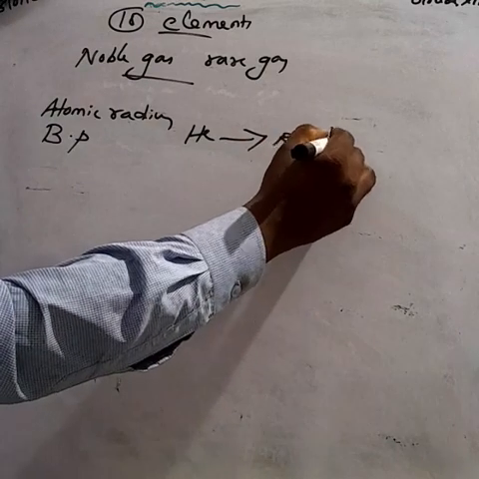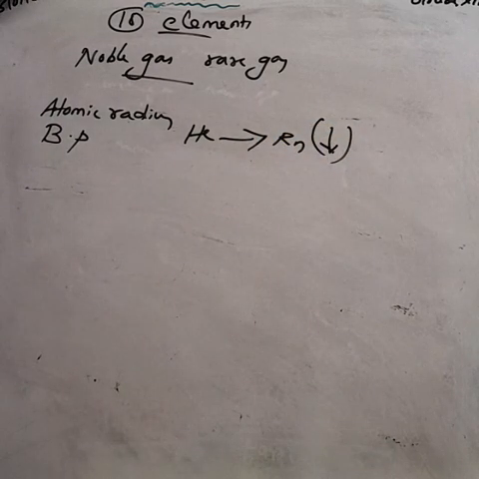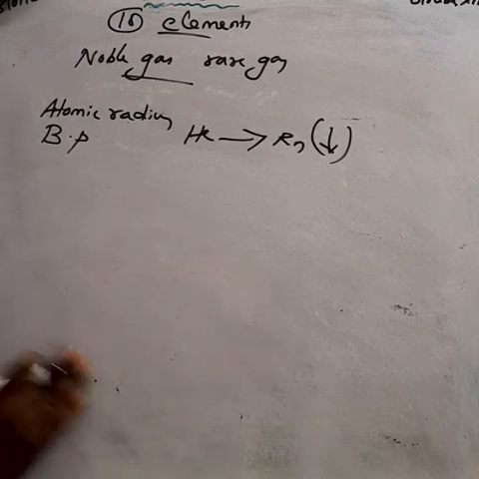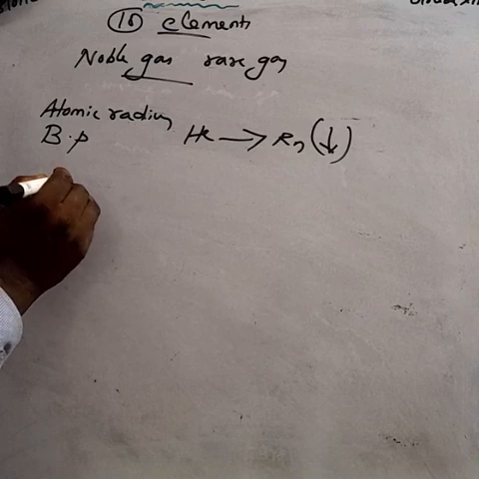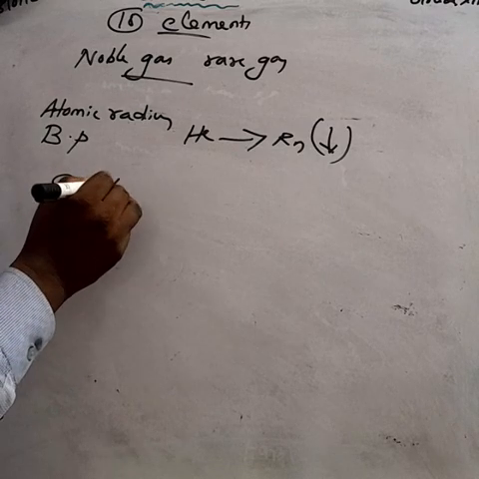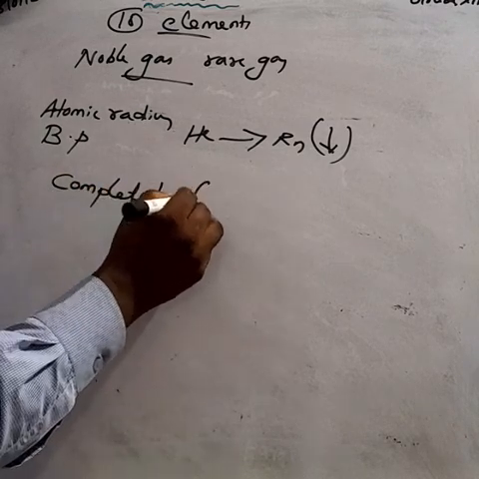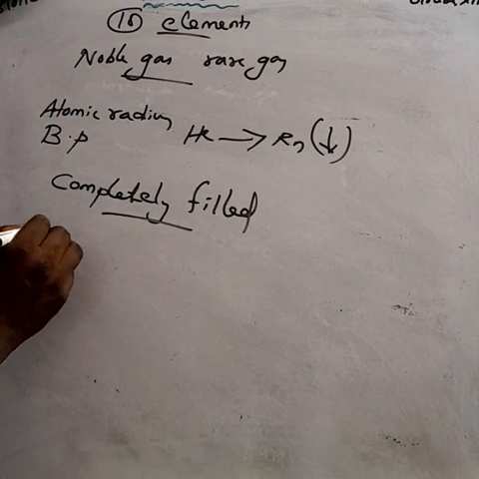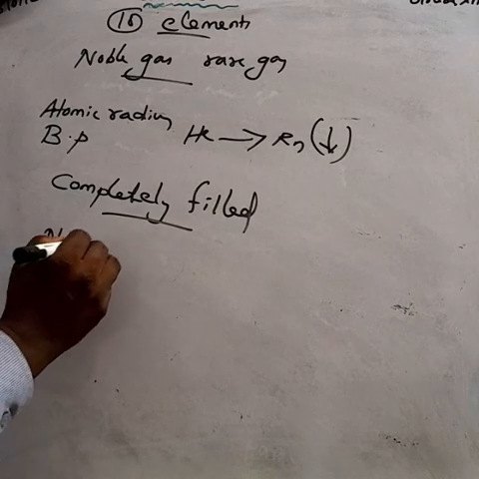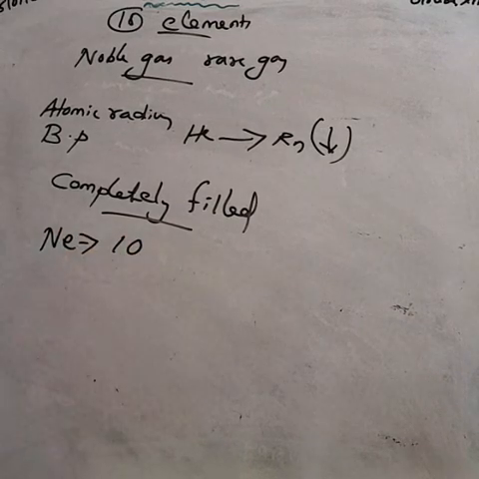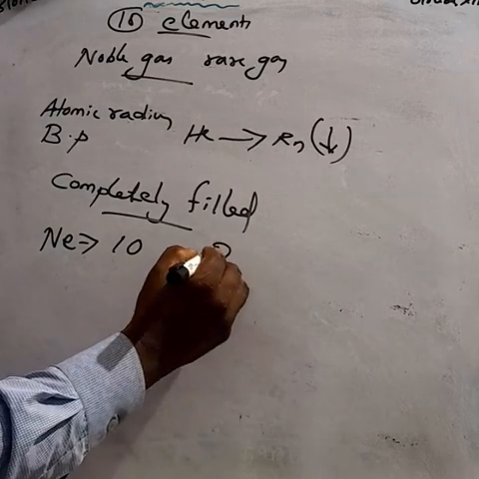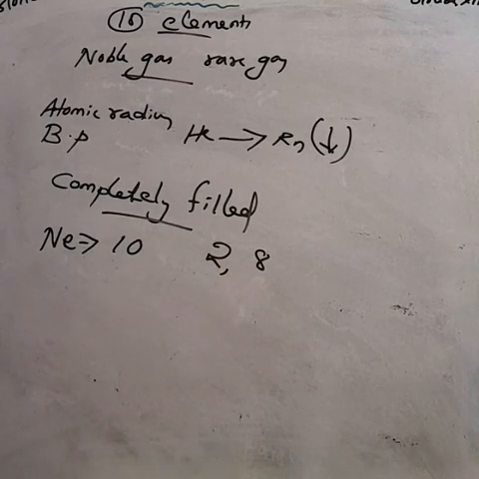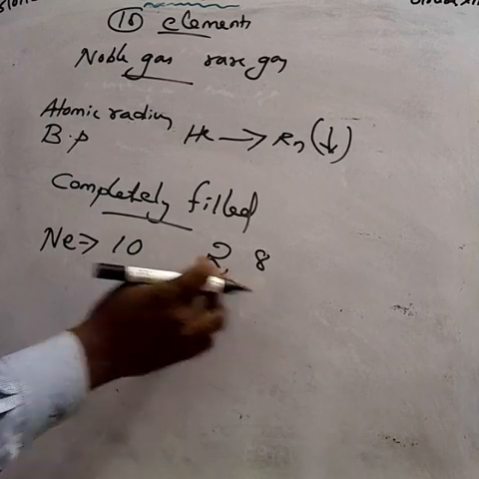All of you know that. Noble gases have the largest ionization energy compared to the other elements. What's the reason? Because they have a completely filled outer orbital or outermost shell. For example, I am taking neon. What is the atomic number of neon? The atomic number of neon is 10. The first shell can accommodate 2 electrons, the second shell can accommodate 8 electrons. So the outermost shell with 8 electrons is completely filled.